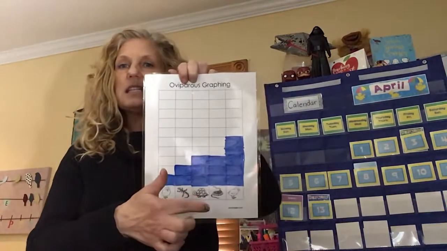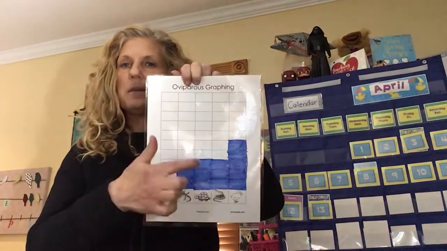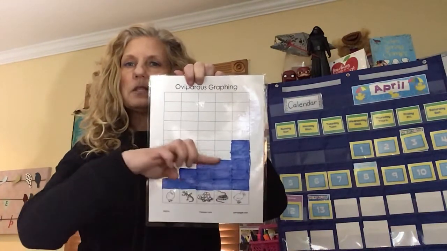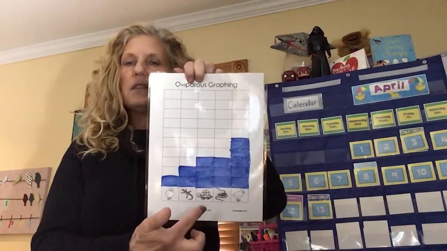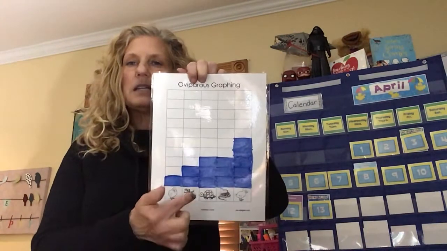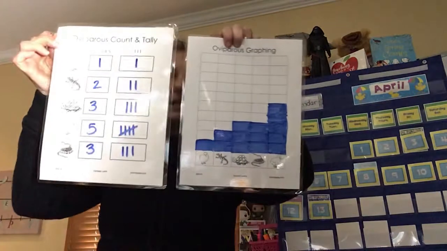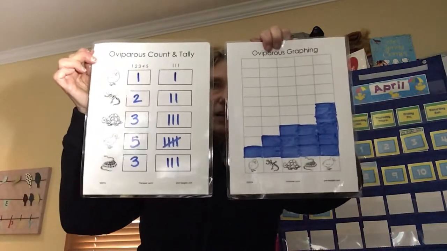And I can easily see which two animals I had the same amount of because they're exactly the same. 1, 2, 3, 1, 2, 3. They're the same height. The snake and the turtle, I had the same number. And I can see that the lizard, I had 2. So this is how we complete our activity of the counting and the tallying and making a bar graph. So any way you do it, have a great time with it.